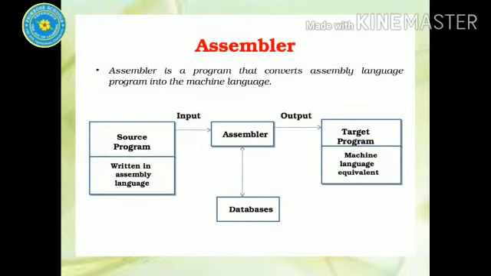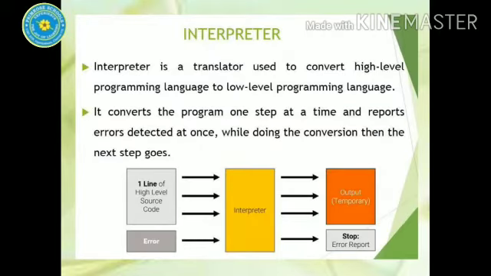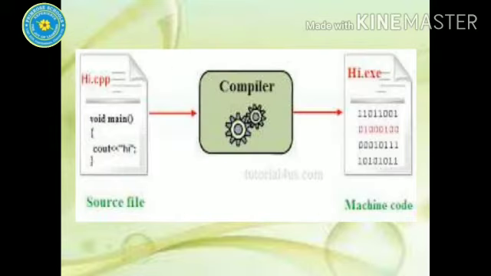Let us now take a look at interpreter. An interpreter is a translator which is used to convert a high-level programming language into a low-level programming language. It converts the program one step at a time. At whichever step an error is encountered, it stops the program there itself. Unless the error is rectified, the program doesn't move on. This is about the interpreter. The third type of translator would be the compiler.